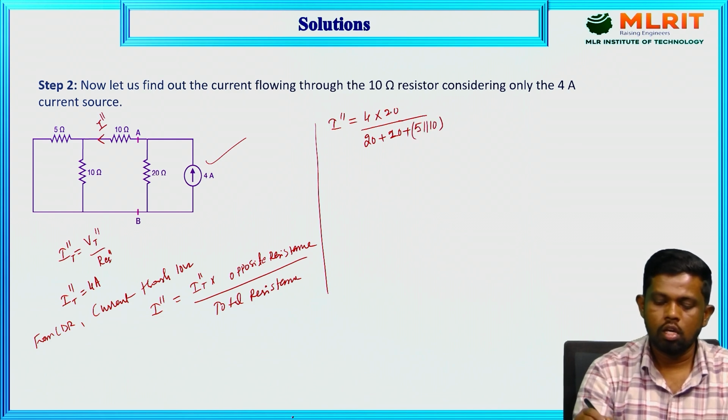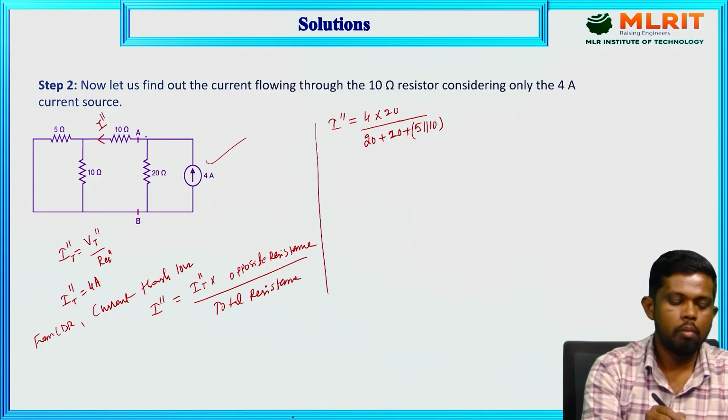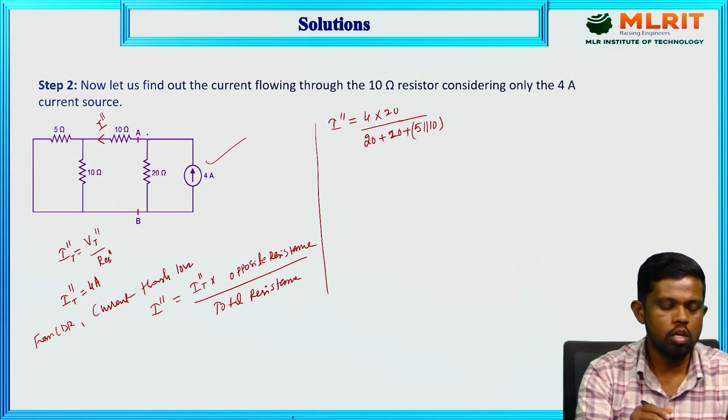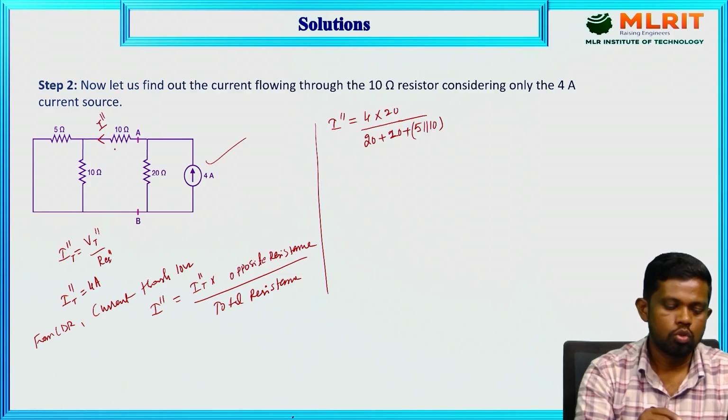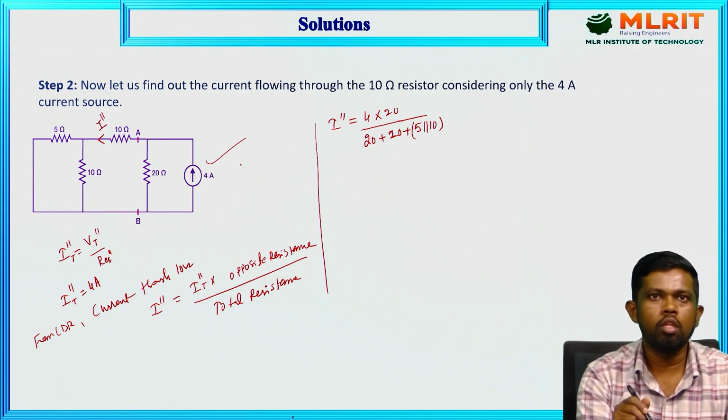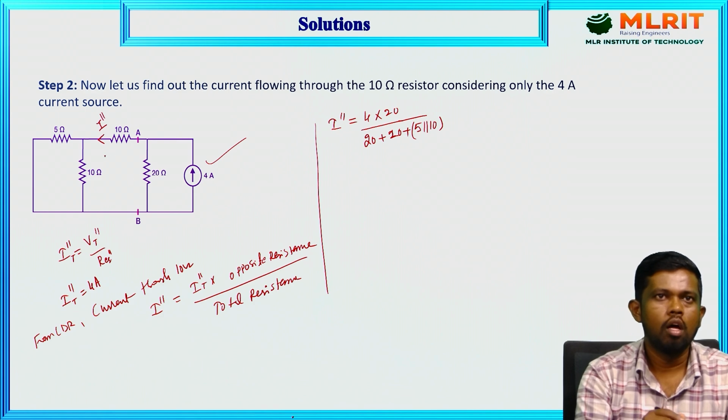So the current flowing through this element equals the total current of the circuit multiplied by the opposite resistance, that is the resistance opposite to the 10 ohm resistor, divided by the total resistance of the circuit. So the current is 4 into 20, because 20 is the opposite one, I mean 20 only divides the current along with the 10 ohm resistor. That's why it is 20 upon 20 plus 10 plus the combination of these two.